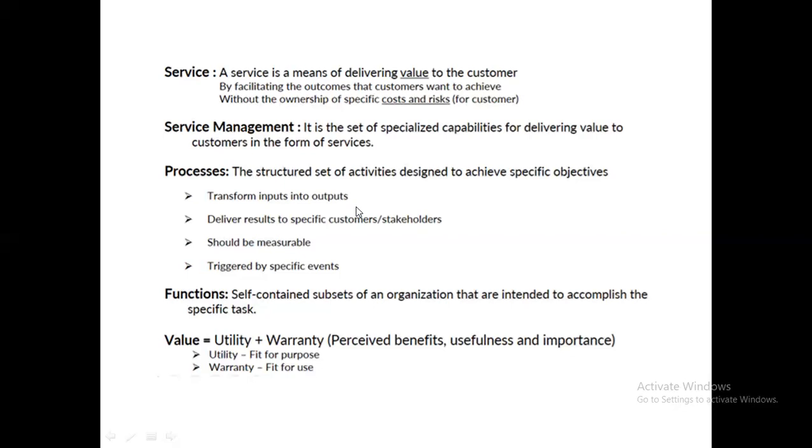So they cannot be seen in silo, which means when I say value, I'm talking about both the parts of value. One is utility plus warranty, and it is always from the perception of the customer, not from the perception of the service provider. This is what I have been trying to convey, that value is always the perception of the customer. They should be able to achieve that outcome which they want to achieve, not you as a provider. You are achieving your outcomes in terms of generating the revenues from it, fair enough.